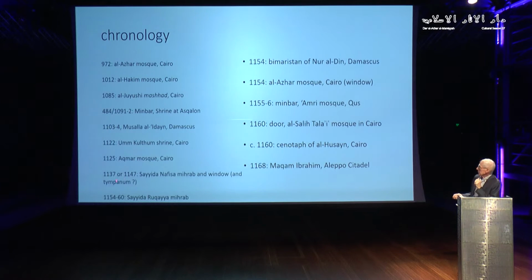Then all the others, until we get to the first Zangid monument, the first non-Fatimid monument, is in Damascus in 1154. We have a few more Fatimid ones, and then we come to the one that I showed you before, the Ayyubid one in Aleppo. So almost all of the early dated examples of the use of geometric ornamentation in Egypt and Syria are in fact from the Fatimid period. That's one important point to notice from the beginning.